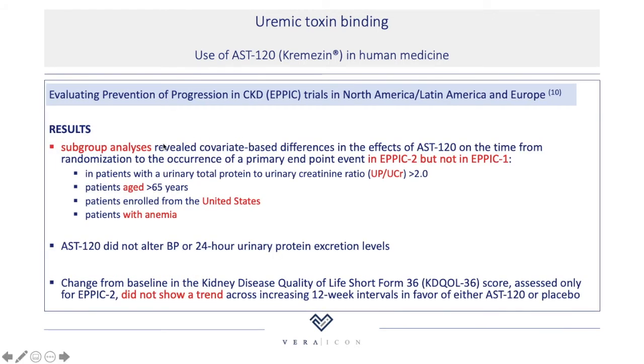But when subgroup analysis was done in EPIC-2 trials, you could see that for some patients there was a beneficial effect. Patients with a higher urinary protein to creatinine level, patients that were over 65 years, patients in the United States, and patients with anemia. In these patients, there was a statistical difference between AST120 added to the treatment protocol or not.